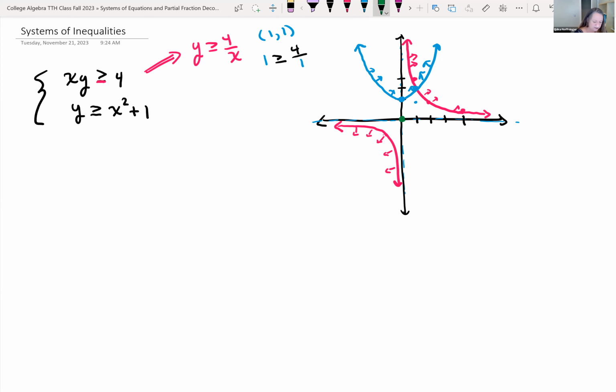Plugging in (0, 0): is 0 greater than or equal to 0 squared plus 1? Well, that's false. 0 is not greater than or equal to 1. So (0, 0) is not part of my solution set. Now looking at where they're both shaded in common, notice it's this area up in here. Any point that falls in that area is going to be part of the solution to that system. Anything that's on these lines would also work.